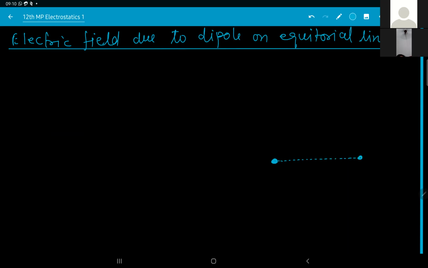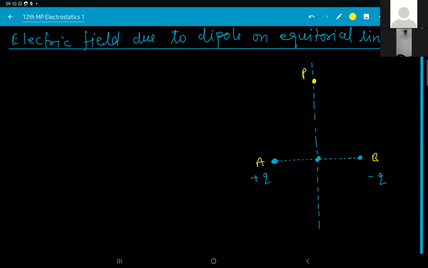Okay, it is dipole, plus q, minus q, and it is the center of the dipole and a line passing through this point perpendicular to the dipole. Then this line is called equatorial line. Okay, and we have a point somewhere here on this equatorial line. This point is P. It's A, it's B. Now we are going to calculate electric field at P.